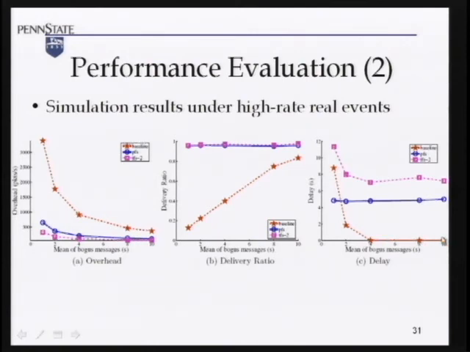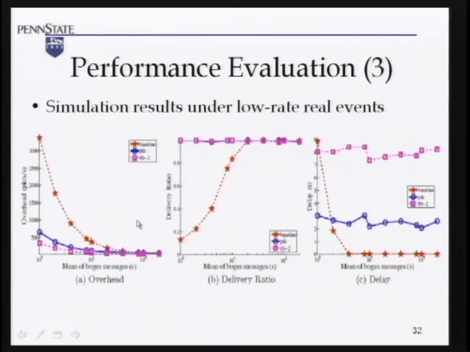You can see this is because every node tries its best to forward the received message as soon as possible. But again, I should point out that it's a trade-off. If you do it this way, you have more packets to send, the packet delivery ratio will be lower, and the overhead is also larger. We also did a simulation for the low rate real event case, and the result is similar.